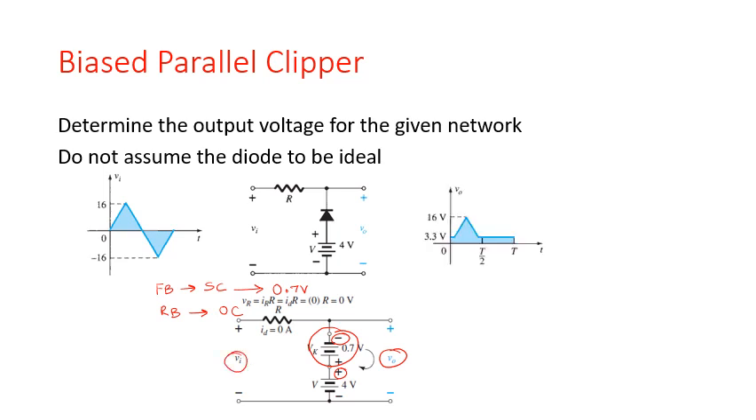So what is happening in this case is your output looks something like this. When it is forward biased, the output that you are getting is 3.3 volts. When it is reverse biased, the output that you are getting is 16 volts. This again is a biased negative parallel clipper. The only difference between the previous sum and this sum is that over here I had 4 volts in the previous sum and I have got 3.3 volts in this one. This is the difference when you replace an ideal diode by a diode that is not assumed to be ideal, or rather that is assumed to be a practical diode.